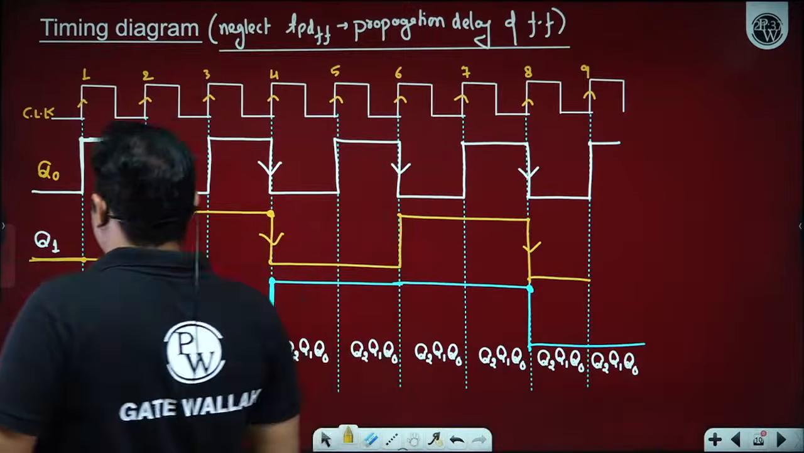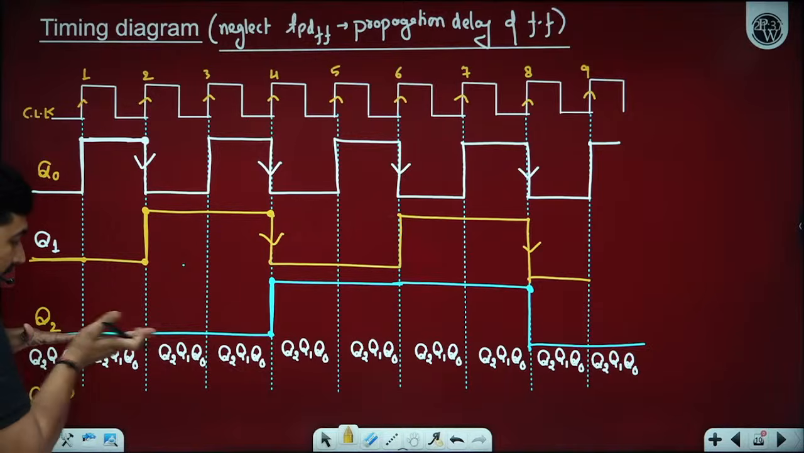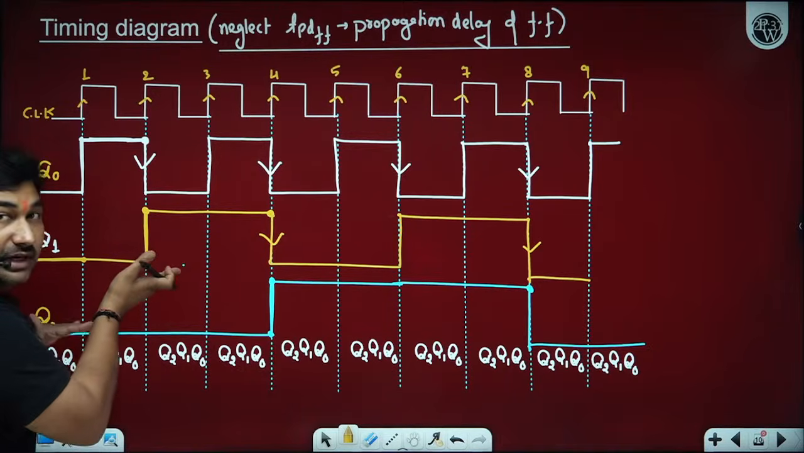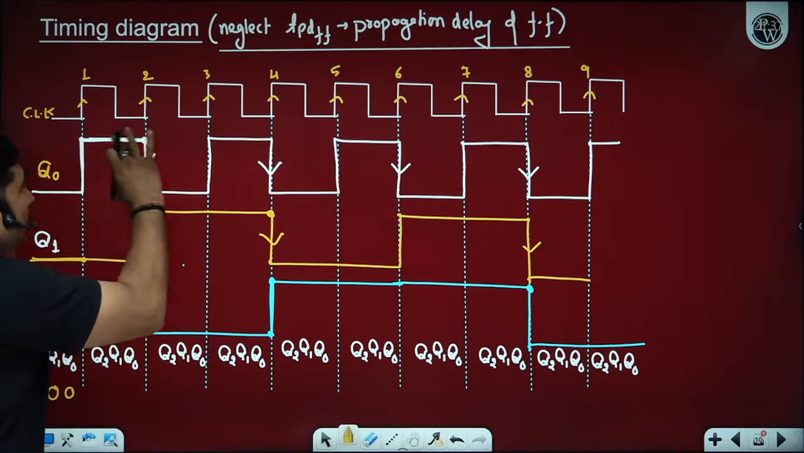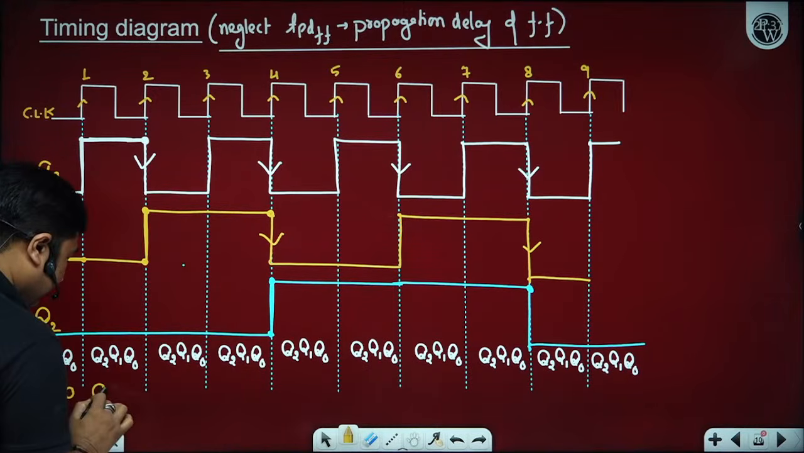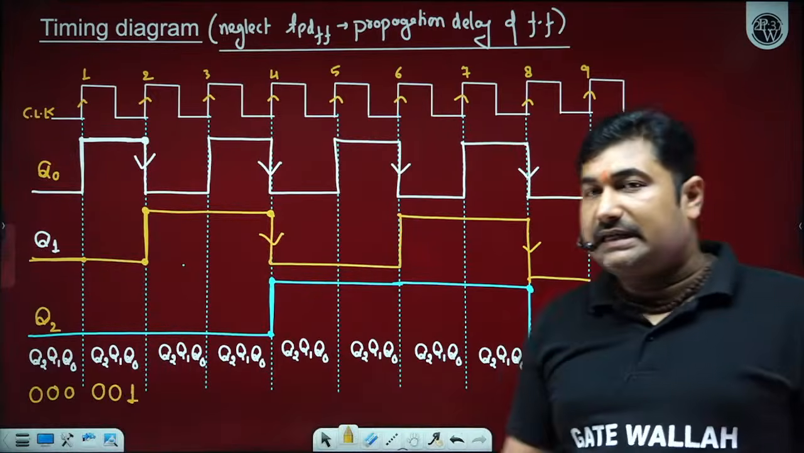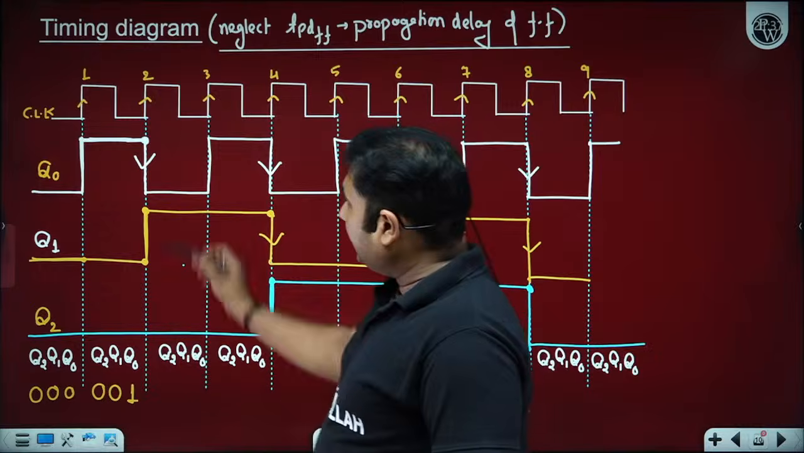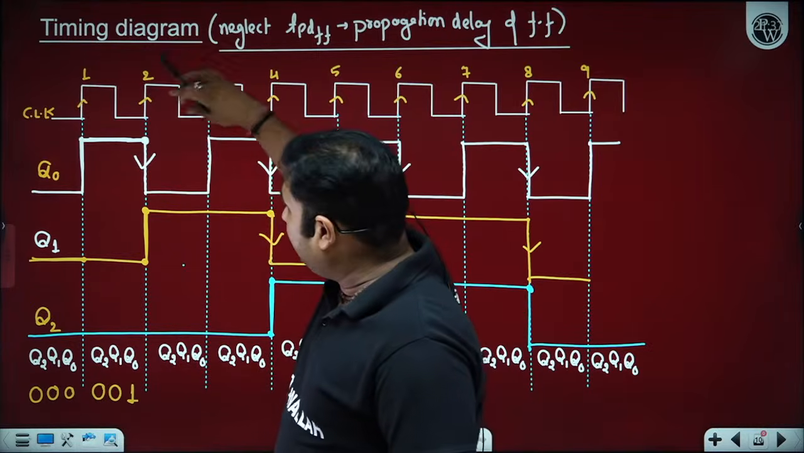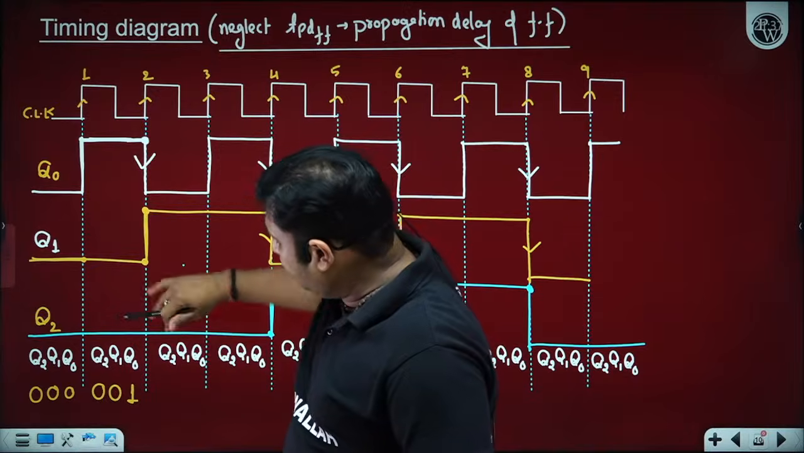Before applying any clock, the state initially we have assumed is 0, 0, 0. On application of the clock, Q2 will remain at low level, Q1 will remain at low level, and Q0 will be at high level. So we will get 0, 0, 1. How many of you are able to understand? Then on application of the second clock pulse, Q0 will become low, Q1 will become high, and Q2 remains low.